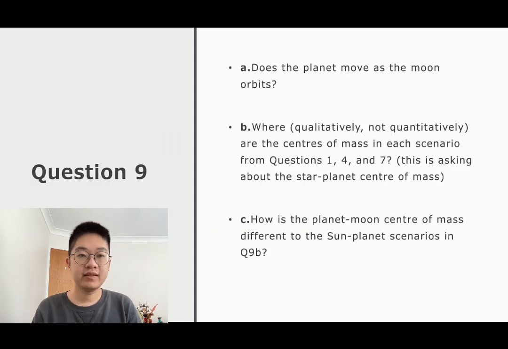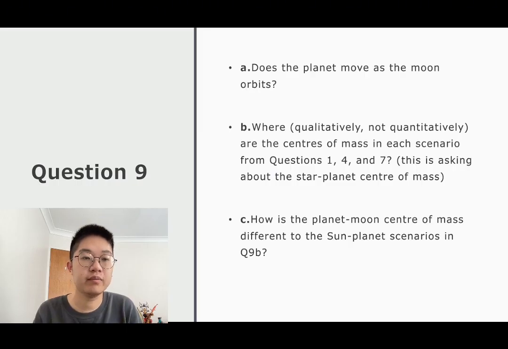Question 9, planet-moon system. In this part, I switched to the planet and moon scenario and observed how Earth and Moon interact. Starting with question 9a, I noticed the Earth does move slightly as the Moon orbits around it. Unlike the star-planet system from earlier, the planet doesn't stay stationary. It moves because both bodies orbit around a shared center of mass.